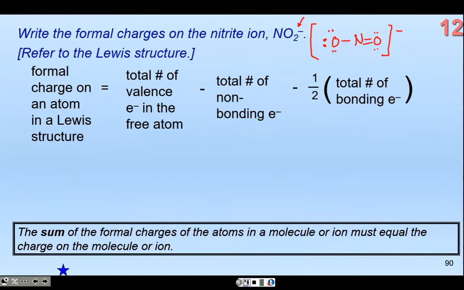So let's do the left oxygen first. The total number of valence electrons for any oxygen is always 6. Subtract from that the number of non-bonding electrons, which is 6. True enough. And then half of the bonding electrons between oxygen and nitrogen, so 1/2 of 2 is another 1. So the formal charge on that atom is -1. Write it here.